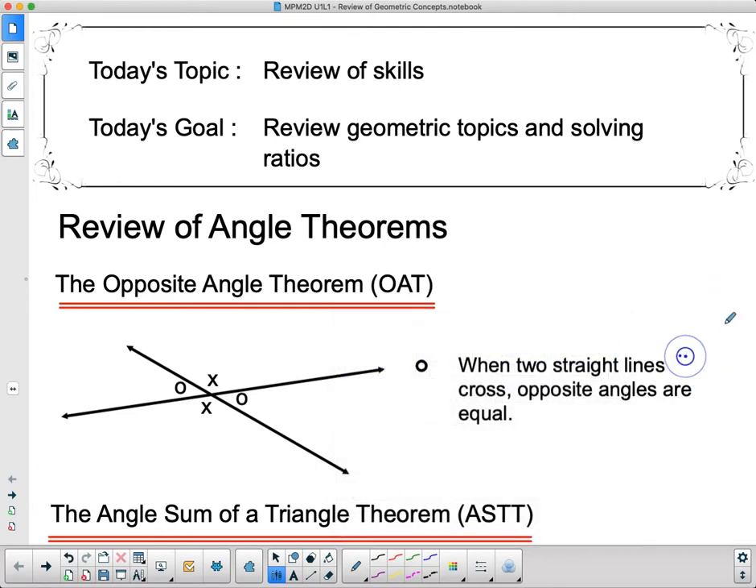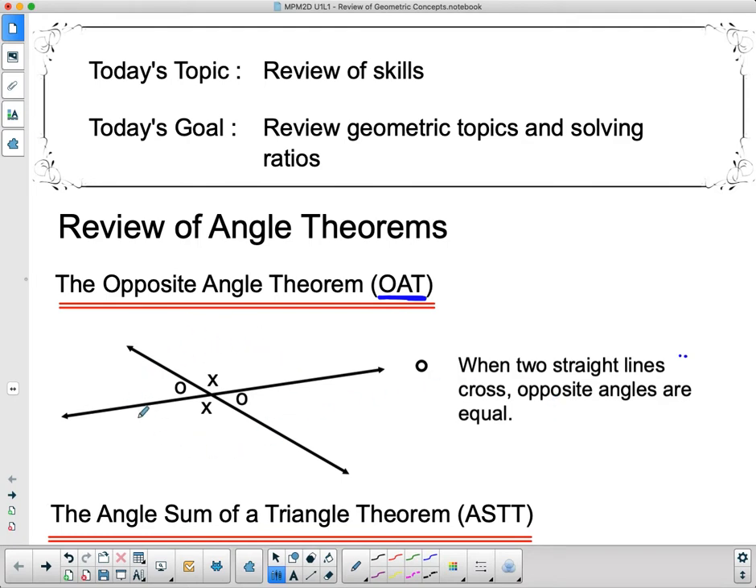The first theorem that we're looking at here is called the opposite angle theorem, and we abbreviate that to OAT. Anytime you tell me that two angles are equal, and they're equal because of the opposite angle theorem, you should put in brackets OAT beside it to let me know which theorem tells you that you can say that. So what does the opposite angle theorem say exactly? When two straight lines cross, opposite angles are equal.